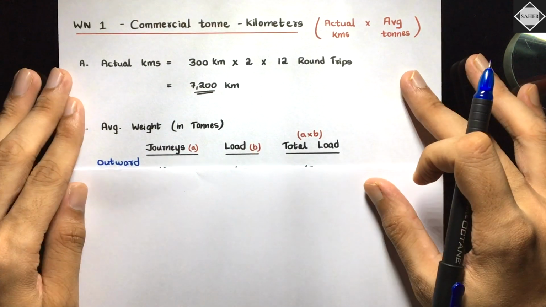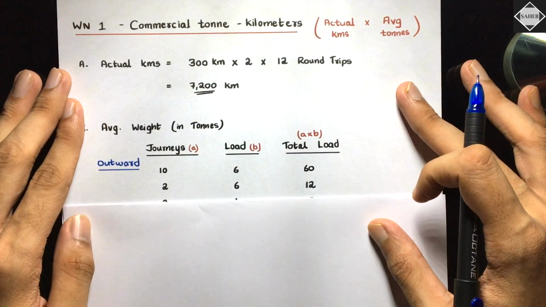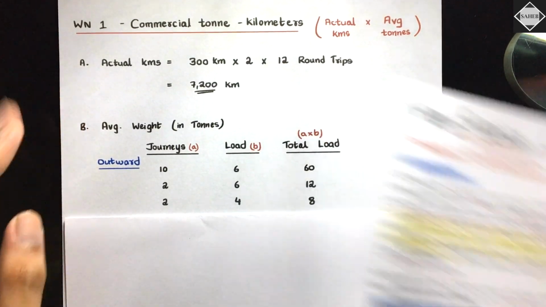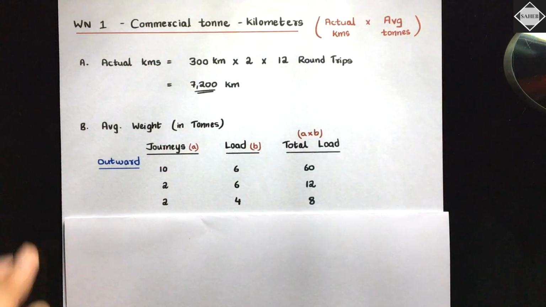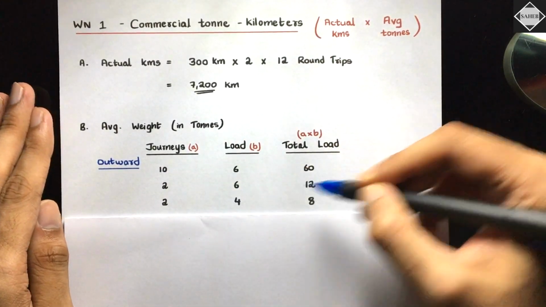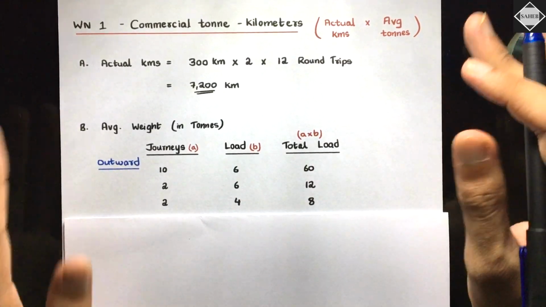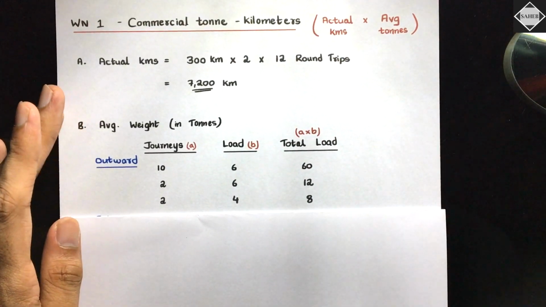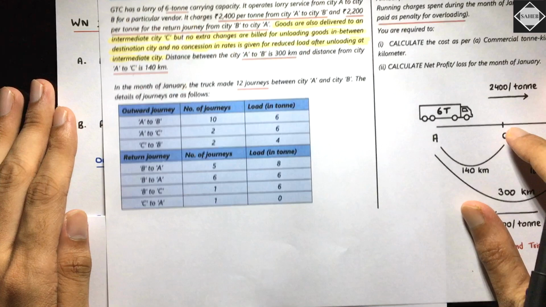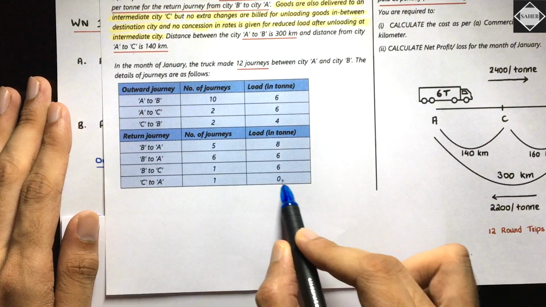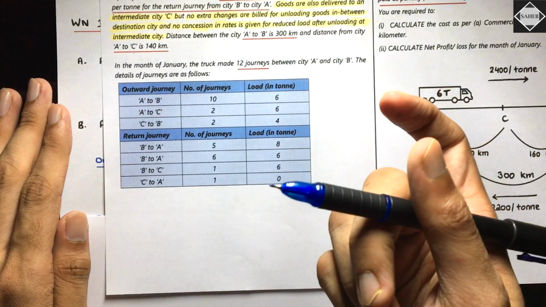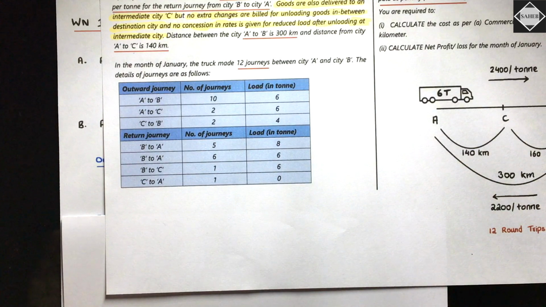Okay, easy. First outward, as we saw, 10, 2, right? 10, 2 and then 6, 6, 4. Just multiply. 10 6s are 60, 2 6s are 12, 2 4s are 8. Is it clear? Simple. Then same you have to do with the return journeys also. But understand, the last one you will not take because there is 0. Yeah, 1 into 0 is 0 only. So it's excluded. Is that clear?